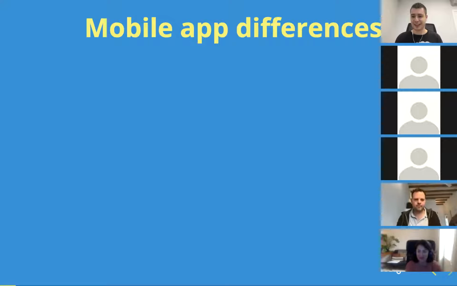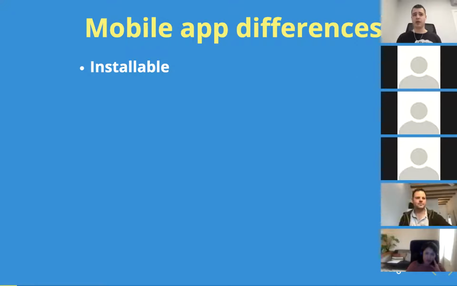That it runs on mobile. Good point. What else? I would say data synchronization, some data locally on the app. You're digging very deep, but basically from the end user's perspective, the most noticeable difference is that it's installable, first of all, right? You can't install a website, but you can install a mobile application.